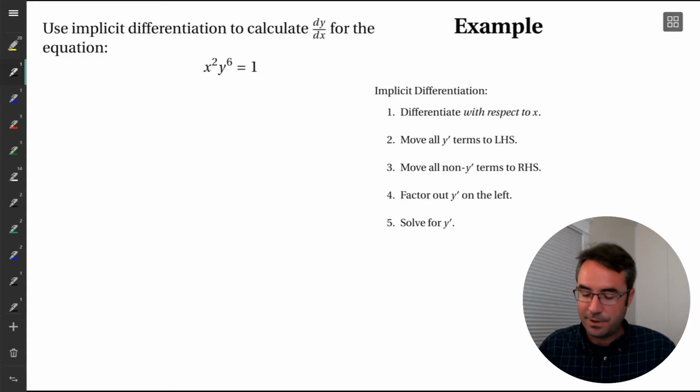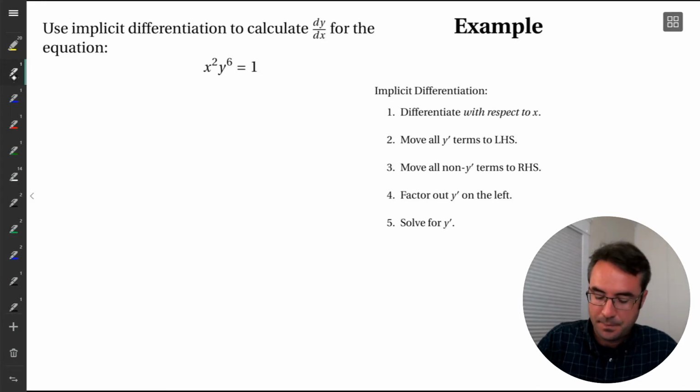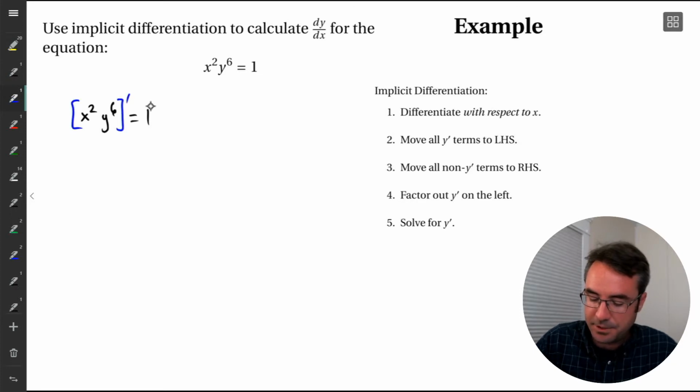So wherever we see a y here, we're thinking of there being some hidden x terms inside of it. All right, so we're going to use this implicit differentiation technique. So first step, apply the derivative to the equation. So let's write down our equation. x squared y to the 6 is equal to 1. And we're going to apply the derivative to both sides of this equation.